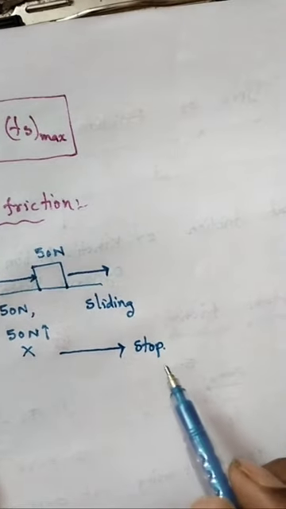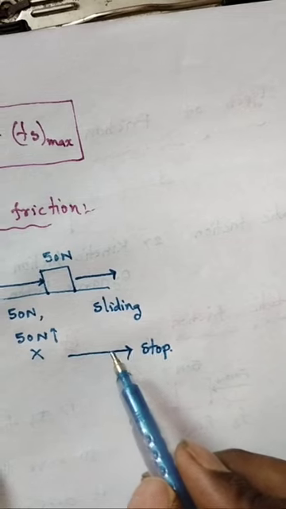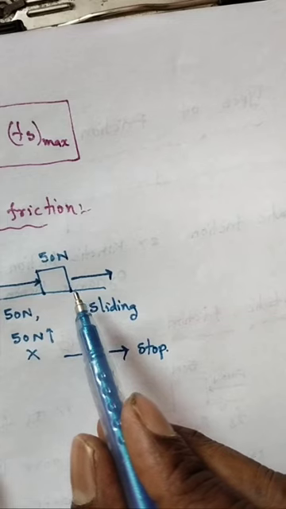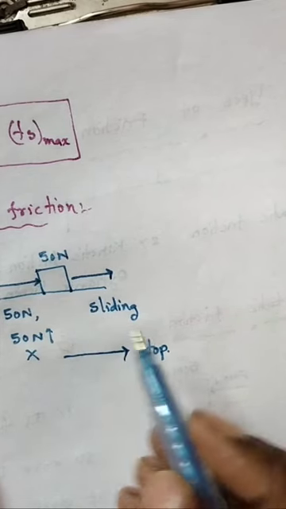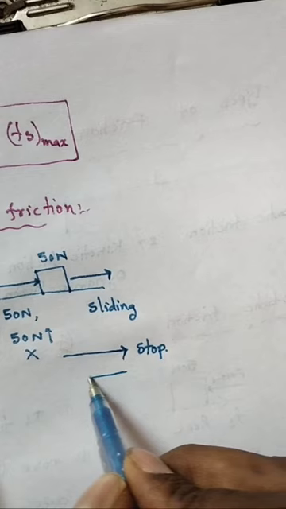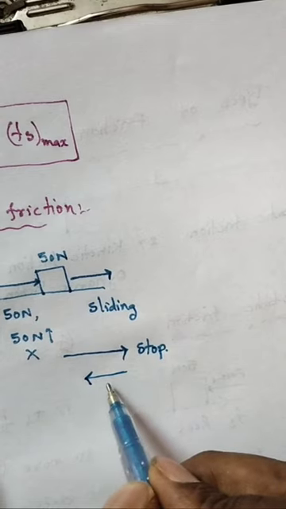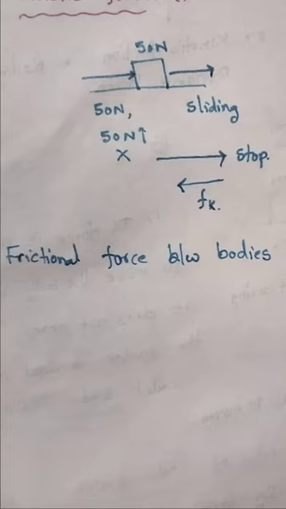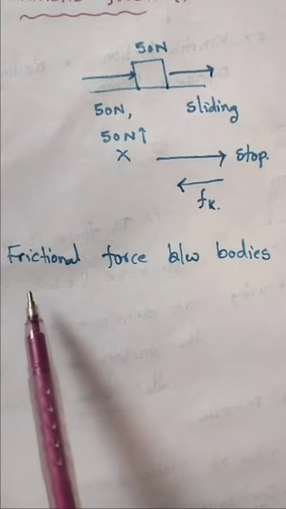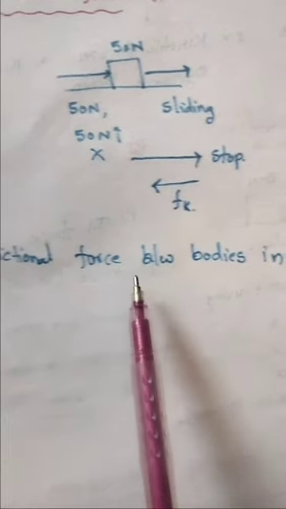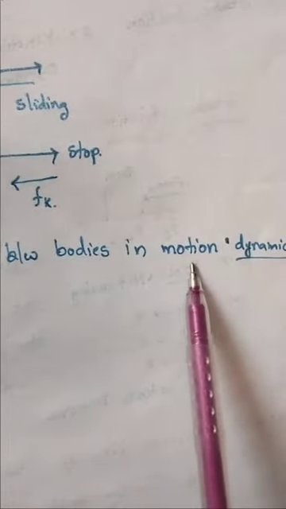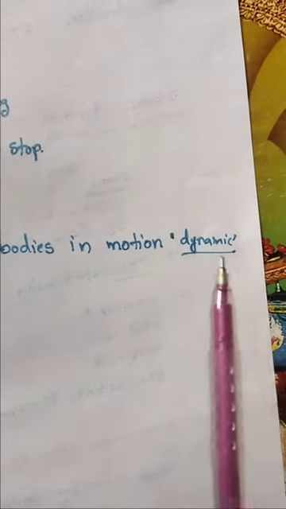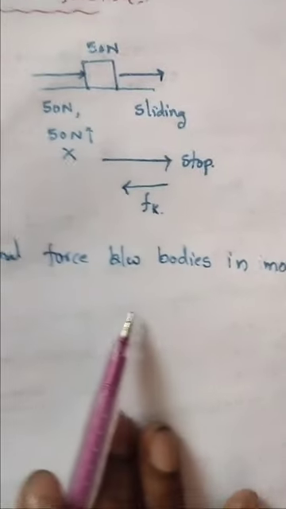It is a stop. Therefore, it resists or opposes the motion of a moving object. So this opposite force is also acting. This force is called Fk. Kinetic friction definition: frictional force between the bodies in motion. Frictional force between the bodies in motion is called dynamic or kinetic friction.